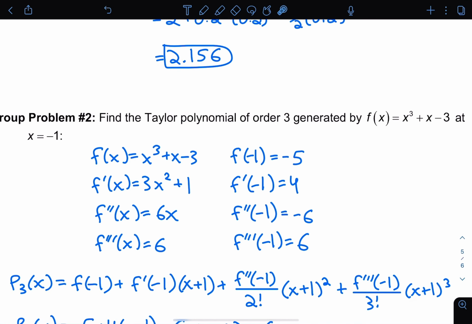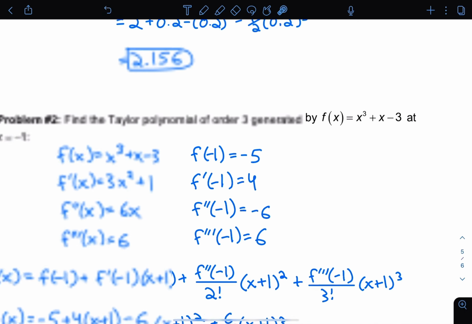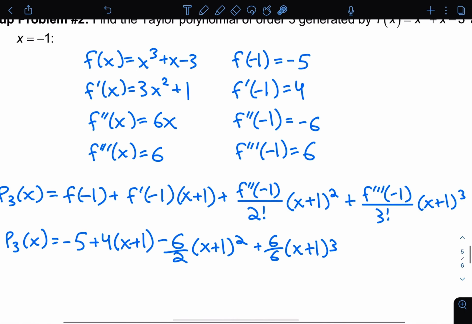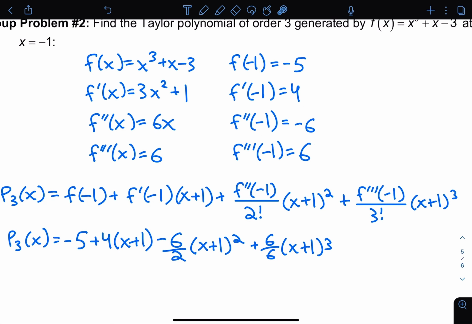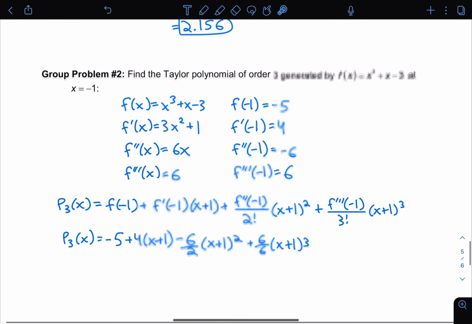So, and this is the first thing I did in my work, I rewrote that formula. P3 of x is going to be f of -1 plus f prime of -1 times x plus 1, because double negatives. Plus f double prime of -1 over 2 factorial times x plus 1 squared plus f triple prime of -1 over 3 factorial times x plus 1 cubed. And now it's just a matter of plugging in my derivatives and simplifying my factorials. And now you could keep simplifying if you want, okay? But there you have it.